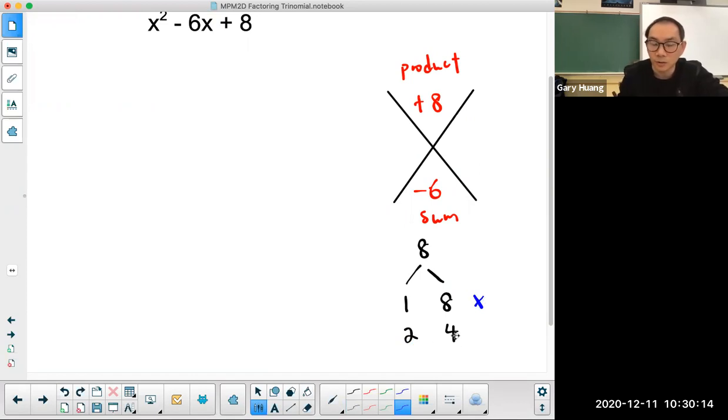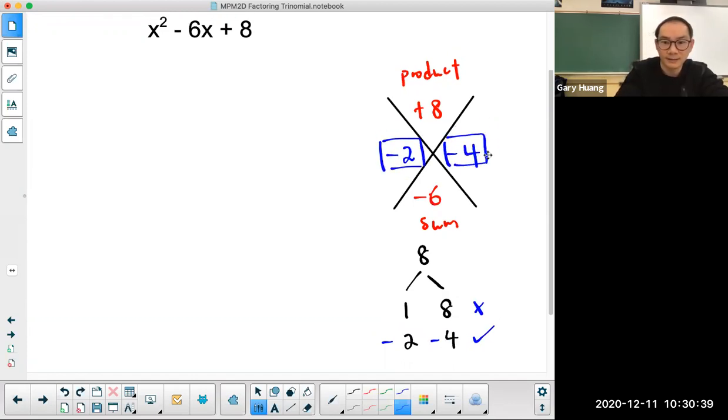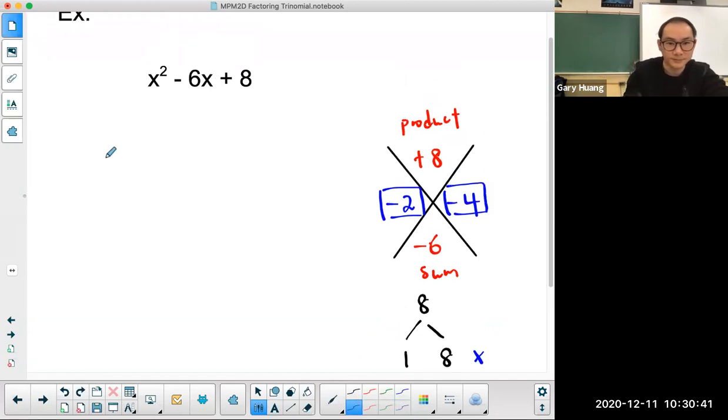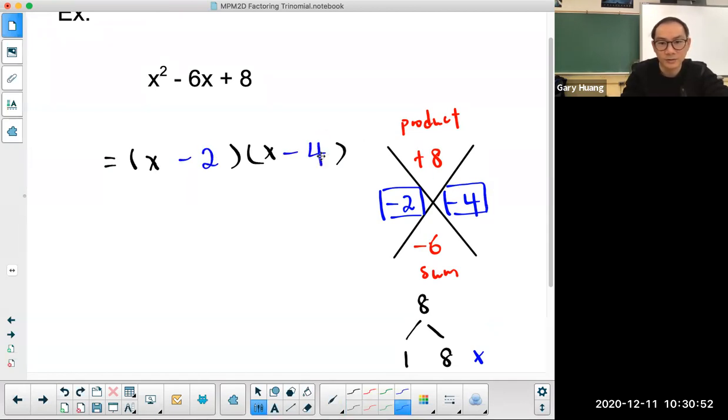Well, what about 2 and 4? Well, 2 and 4 is going to make a 6, but it's not going to be -6. So what can I do? Well, if this is a -2 and that's a -4, then I would make a -6. So this pair would work. And -2 times -4 would also give me +8. So the two factors would be -2 and -4. And now I can fill in my answer. Two brackets, x and x, because that's how I make x squared. And then -2 goes into one bracket, -4 goes into the other bracket.